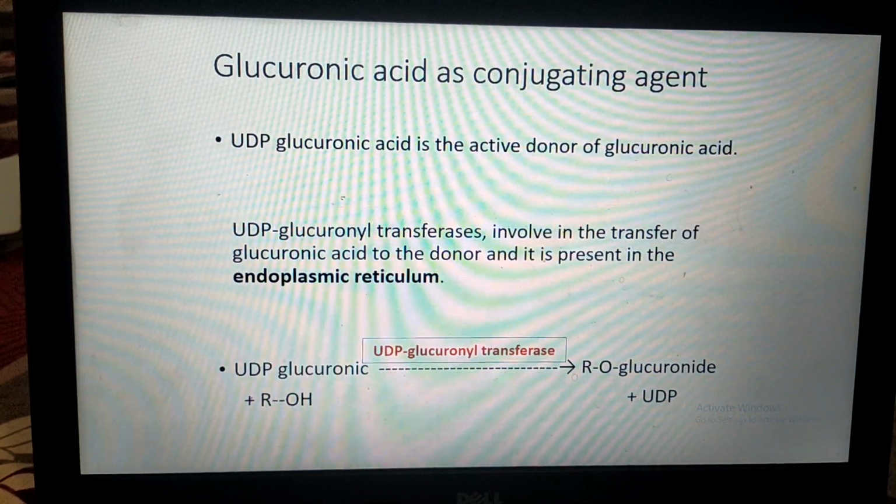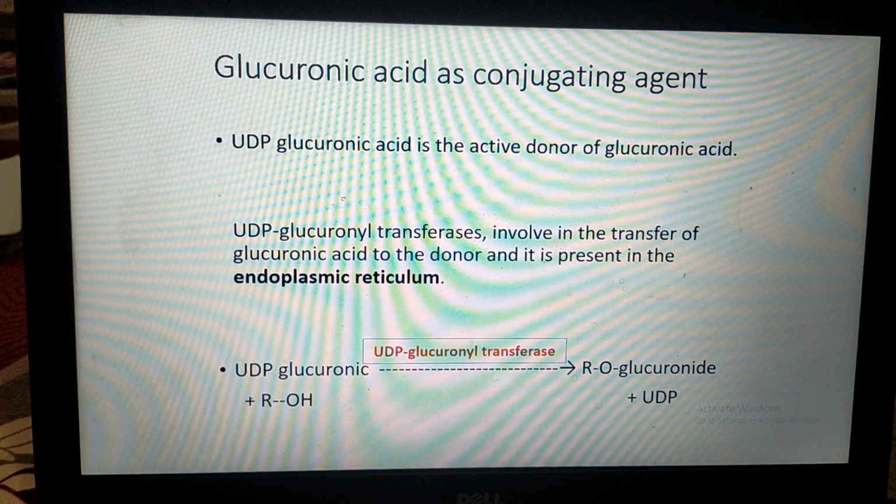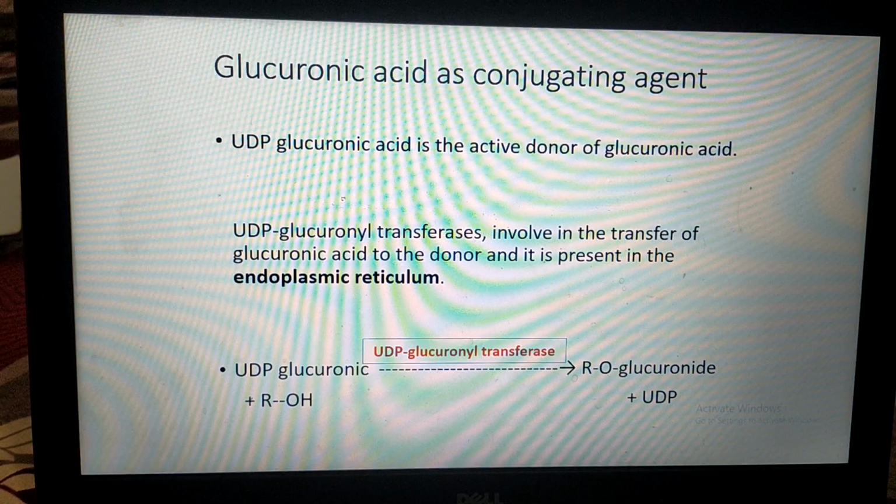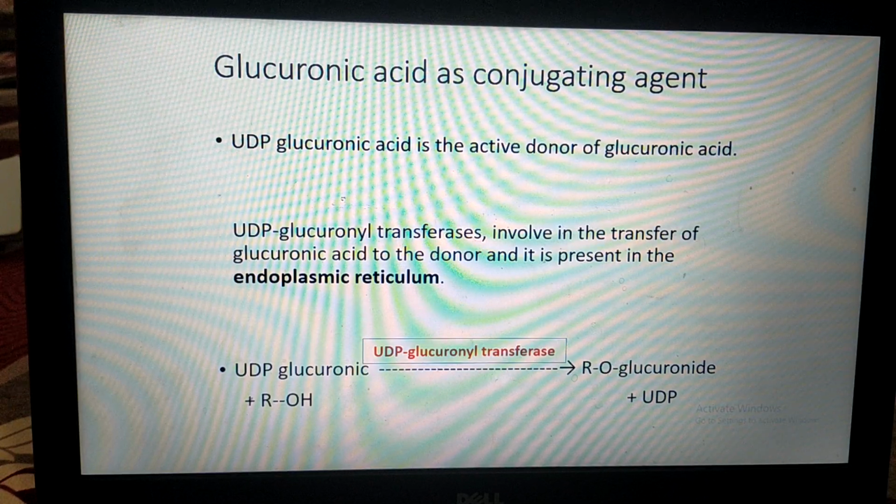Now first is glucuronic acid as a conjugating agent. The active form of glucuronic acid is called UDP glucuronic acid, which acts as a donor of glucuronic acid. Now this UDP glucuronic acid combines with a xenobiotic from phase 1, that is ROH, and transfers glucuronic acid to form RO glucuronide. The enzyme responsible for this transfer of glucuronic acid is UDP glucuronyl transferase. It is present in the endoplasmic reticulum.